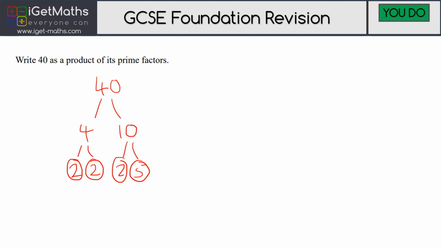And then we're going to write down the product of its prime factors by doing 2 times 2 times 2 times 5. And that can be simplified down to 2 cubed times 5.